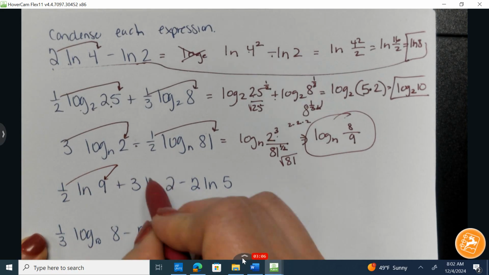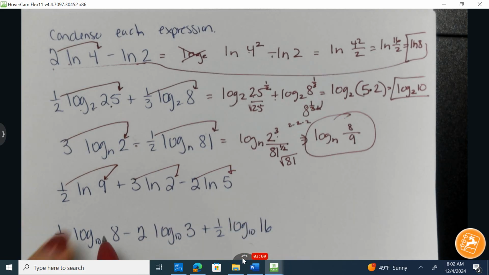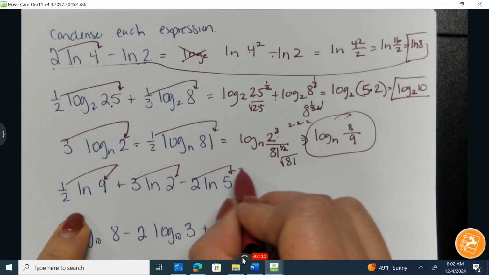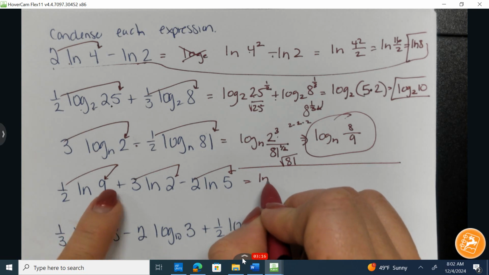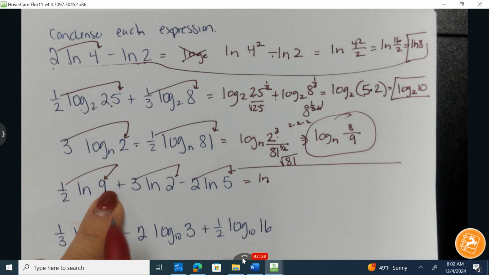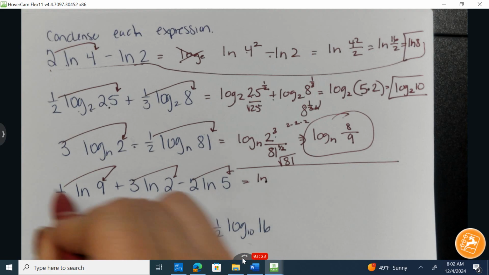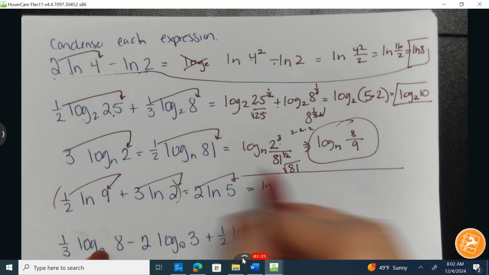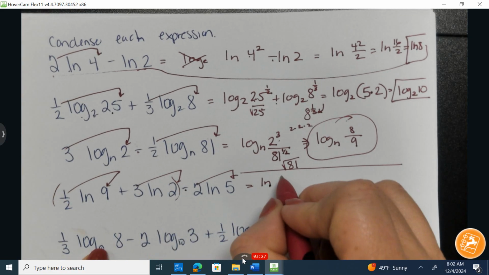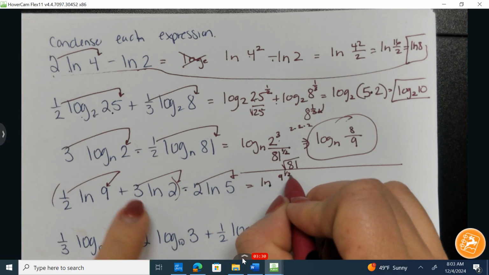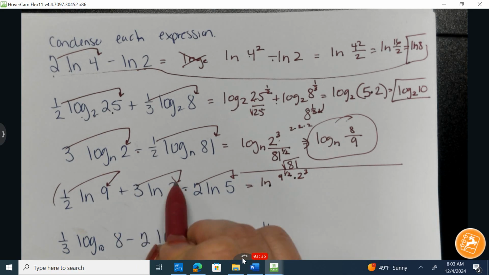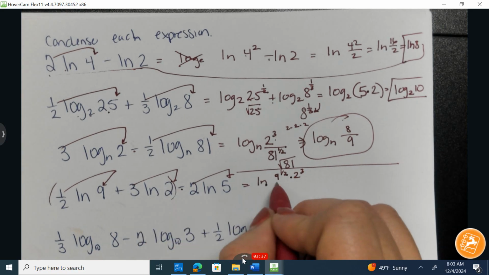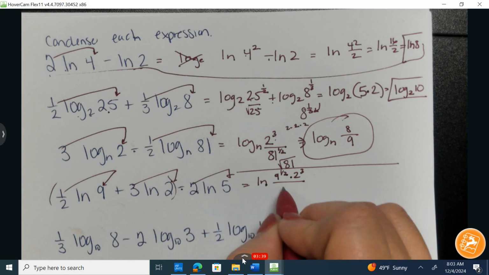Drawing an arrow here because I have values out front. This is going to be a little more complicated. We have the natural log, and I can see that these two are going to be multiplied right here. So in the numerator, these are multiplied, and then subtraction turns into division. So I have 9 to the 1/2 times 2 to the 3rd. This becomes an exponent on the 2. Subtraction turns to division, and I have 5 squared.